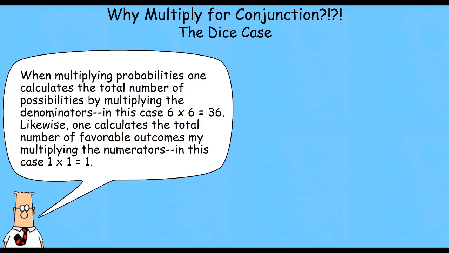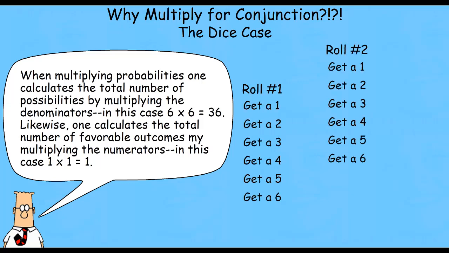Likewise, one calculates the total number of favorable outcomes by multiplying the numerators. In this case, 1 times 1 is 1. And so by multiplying our probabilities here, we determine how many combined possible outcomes of these two events we have and how many of those combinations actually get us the favorable outcome.